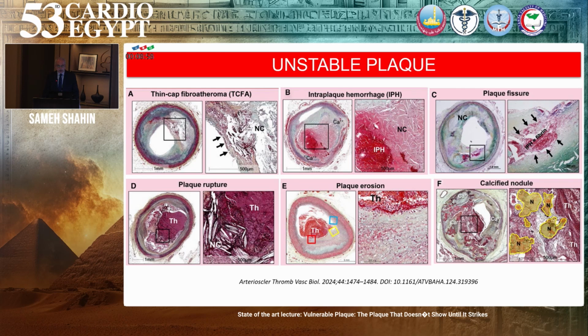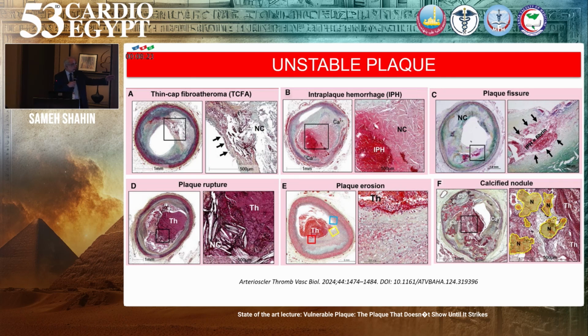And as you can see from these specimens, the well-known criteria of a vulnerable plaque is the one on your left-hand side. This is a plaque with a heavy lipid core and with a thin fibrous cap that's liable to rupture. These are the complications that can occur in such a vulnerable, high-risk plaque.